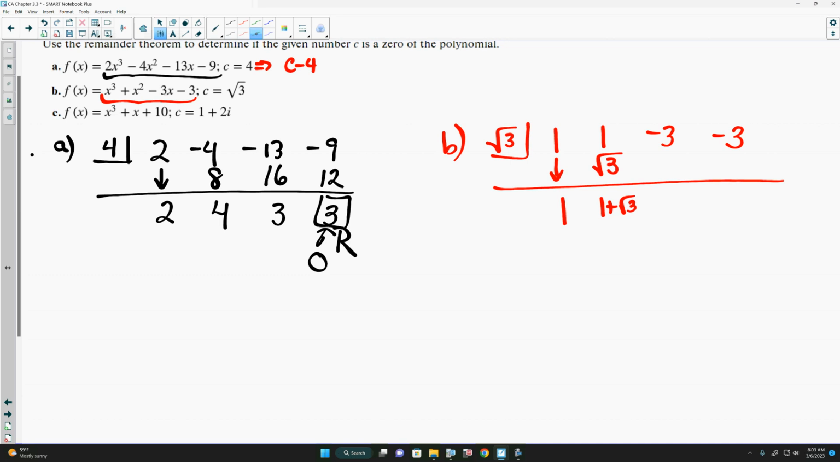Now, unlike the last one where we're multiplying by a number, it might be helpful to do some of the multiplication for this one off to the side, because seeing what the square root of 3 times 1 plus the square root of 3 is might not be as easy to look at. Now, we can multiply this here, distribute out. Square root of 3 times 1 is just the square root of 3. Square root of 3 times the square root of 3 is going to be plus 3.